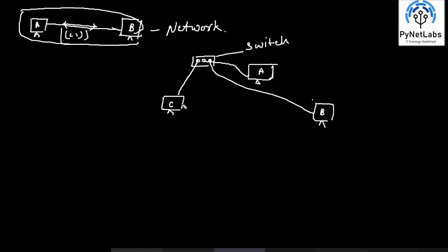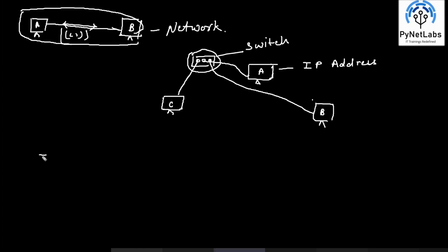Now, when C decides to communicate with A, how will he tell the switch that this information needs to be delivered to A? There has to be some address. We are calling it A, but PCs don't understand that. They understand something known as an IP address. So an IP address is the logical address of a PC, and you can consider it as the name of the PC.